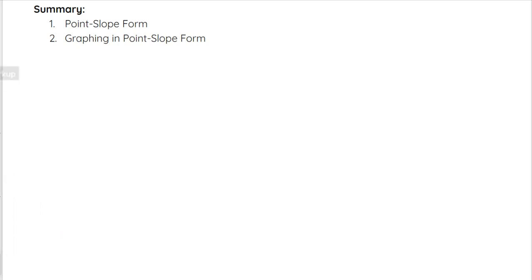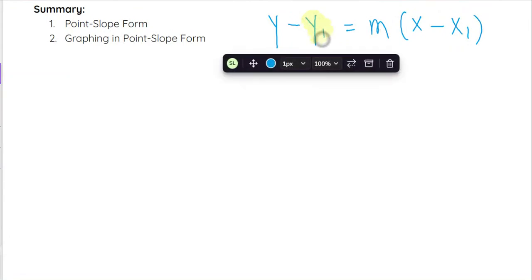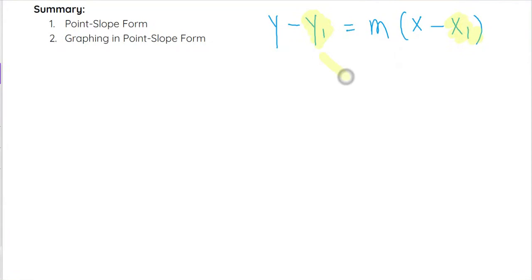So in summary, we talked about point slope form, which, remember, point slope form is y minus y1 equals m times x minus x1. And our x1 and our y1 come together to create an ordered pair. And that ordered pair, x1 comma y1, is a random point on that line. And then remember that m is our slope.